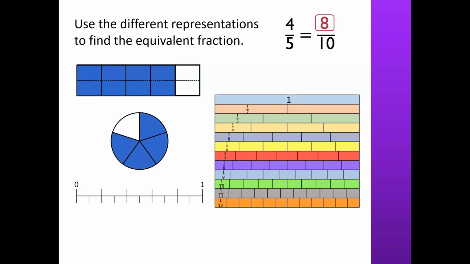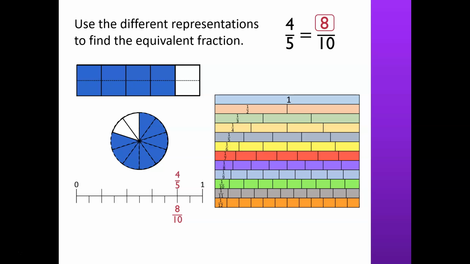To divide the circle into tenths, we can divide each of the fifths in 2. So now, again we have tenths. And it's easy to see that 4 fifths is equivalent to 8 tenths. Moving on to the number line, we are showing fifths above the number line and tenths below the number line. If we find the position of 4 fifths, then we can see that this again is equivalent to 8 tenths.